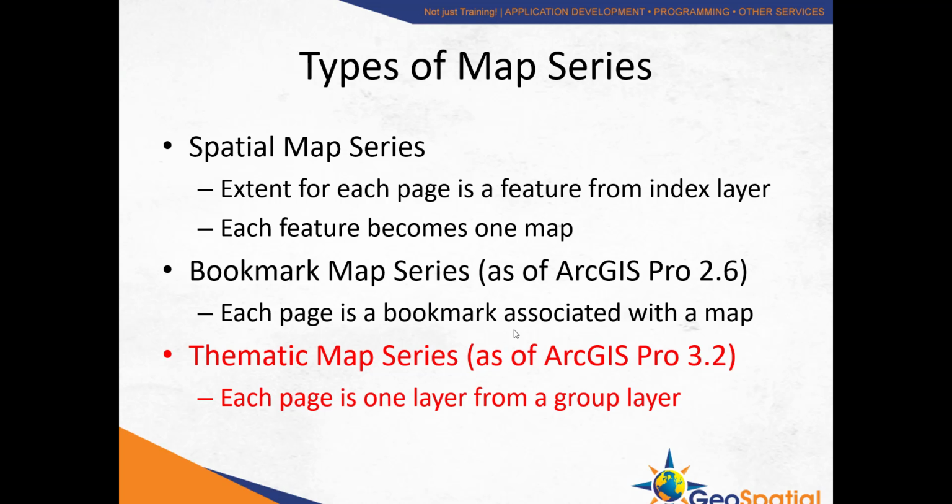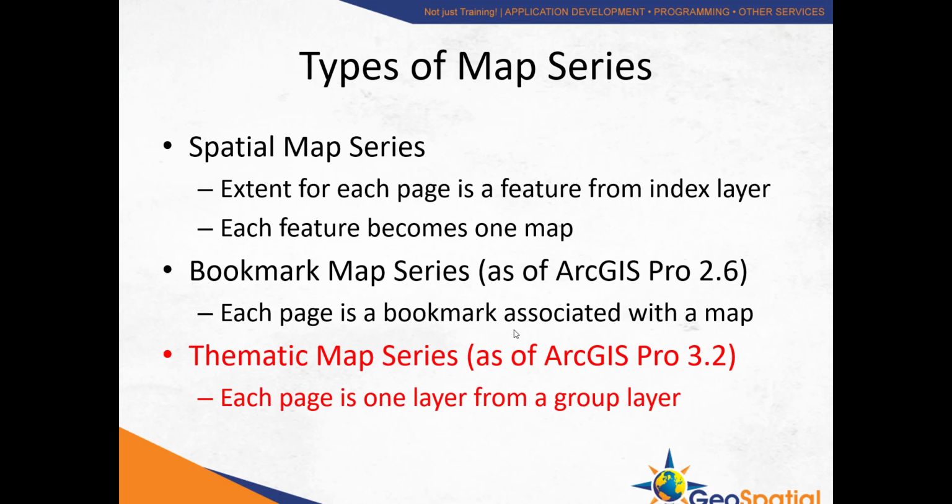In ArcGIS Pro, there are three types of map series. We have spatial map series, which is, by the way, the most common type of map series. With these, the extent for each page is going to be one feature from an index layer. So everything is driven through this concept of an index layer. An index layer is just a feature class from a geodatabase or a shapefile. And the idea is that every feature in that index layer becomes one map in the series.